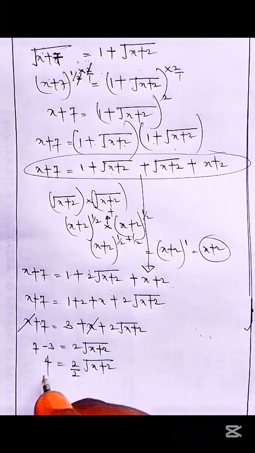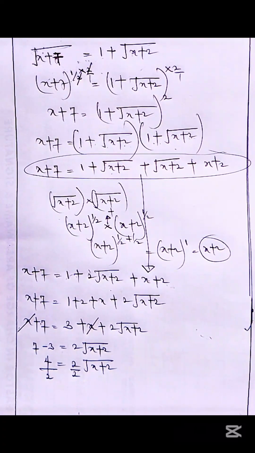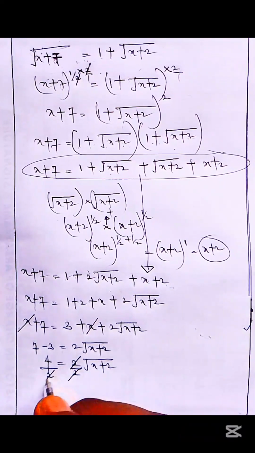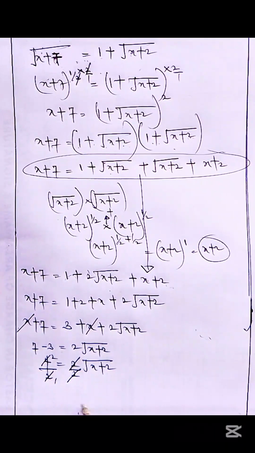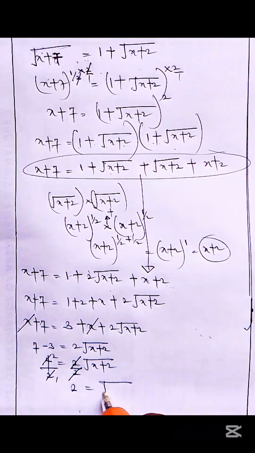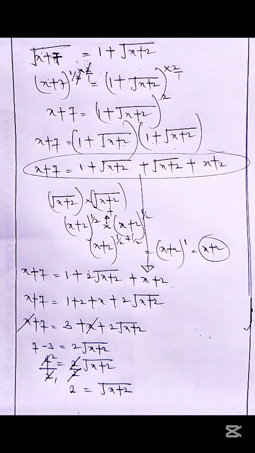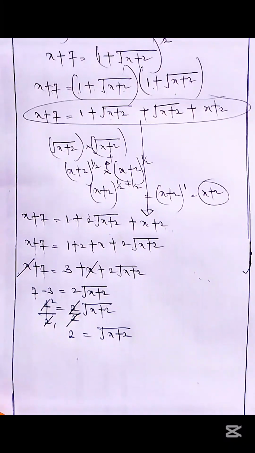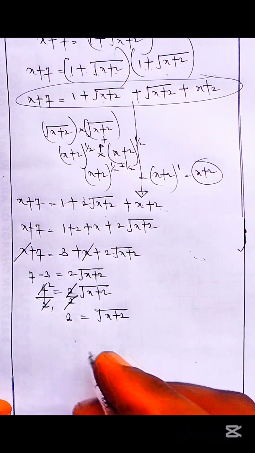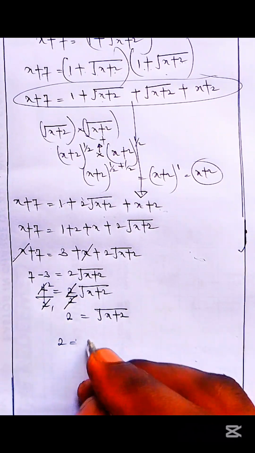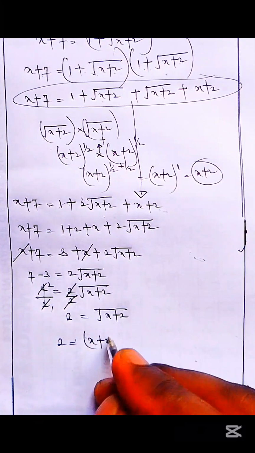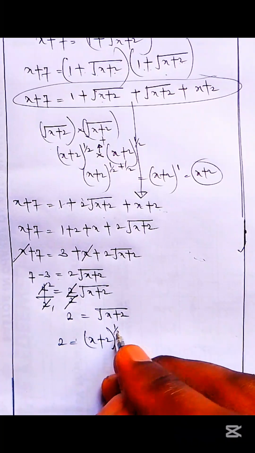We divide both sides by 2. So 2 here 1, 2 here 2. So what do we have? We have 2 equals root s plus 2. So we're almost there. We've almost gotten our value for x. This 2 equals s plus 2 in root here. It becomes s plus 2 raised to power 1 over 2.